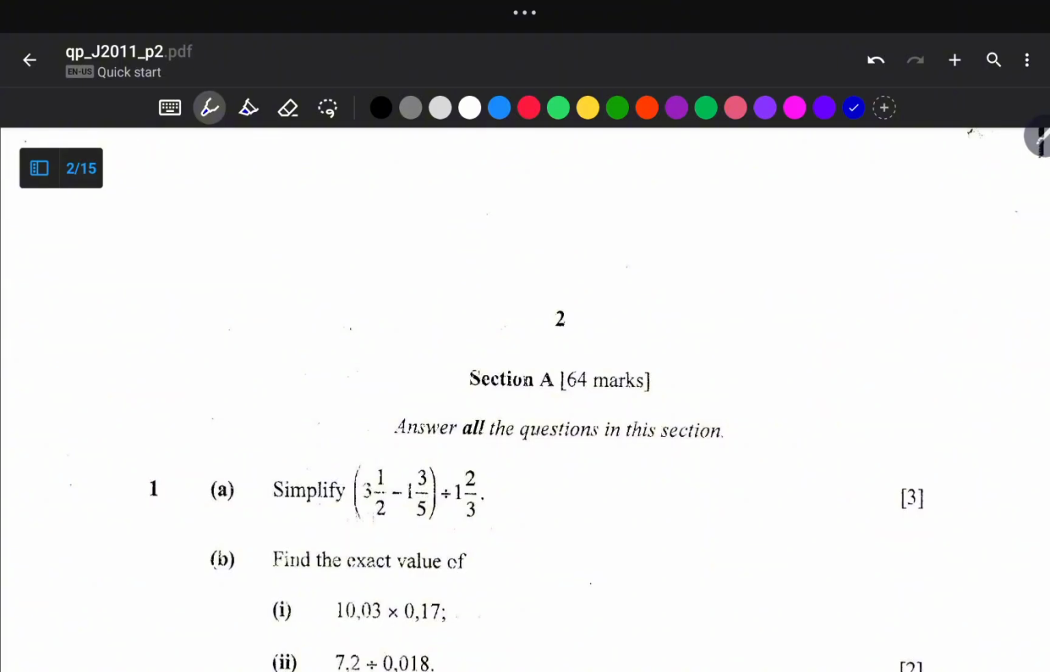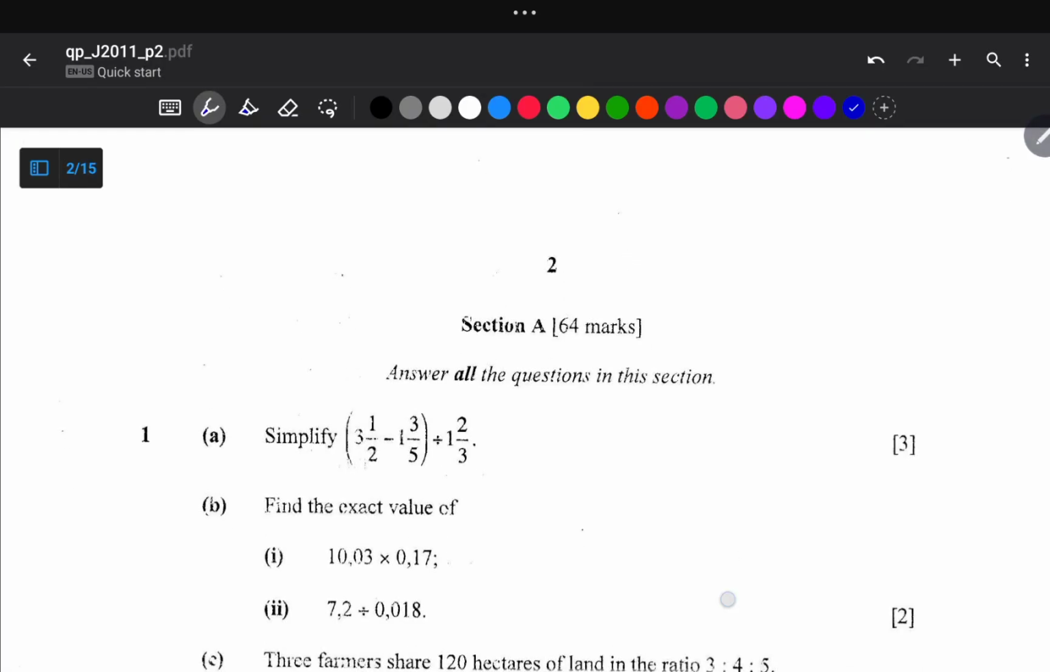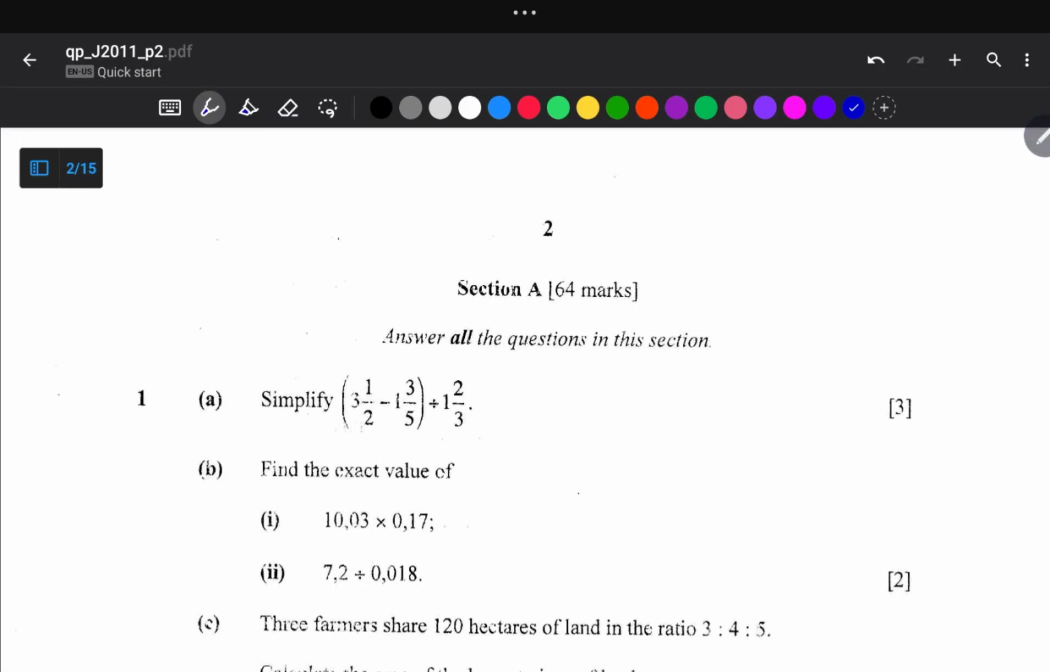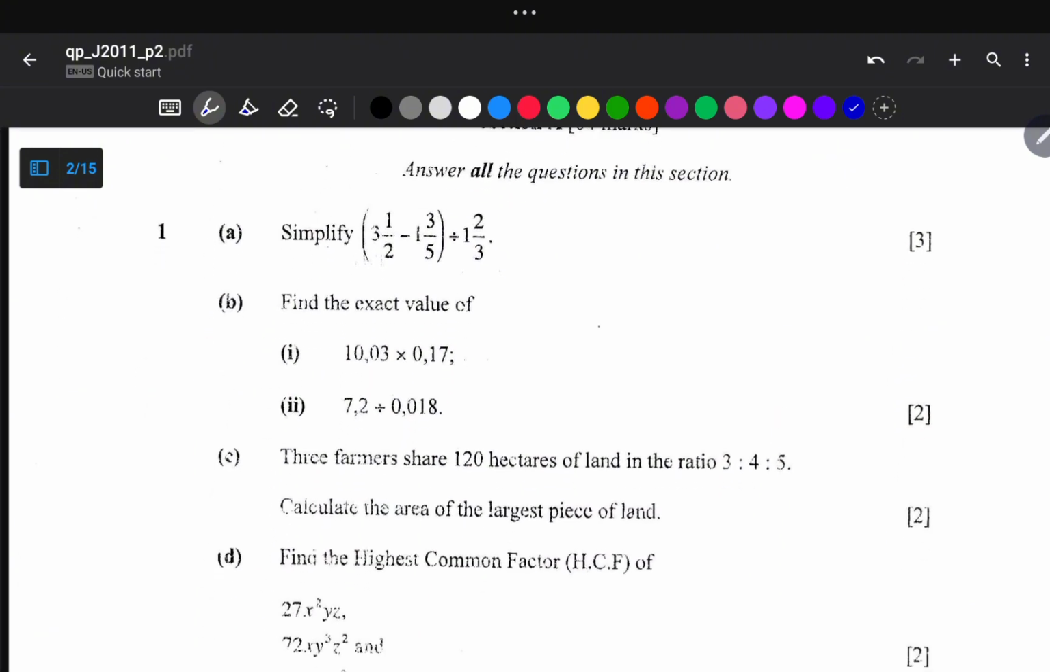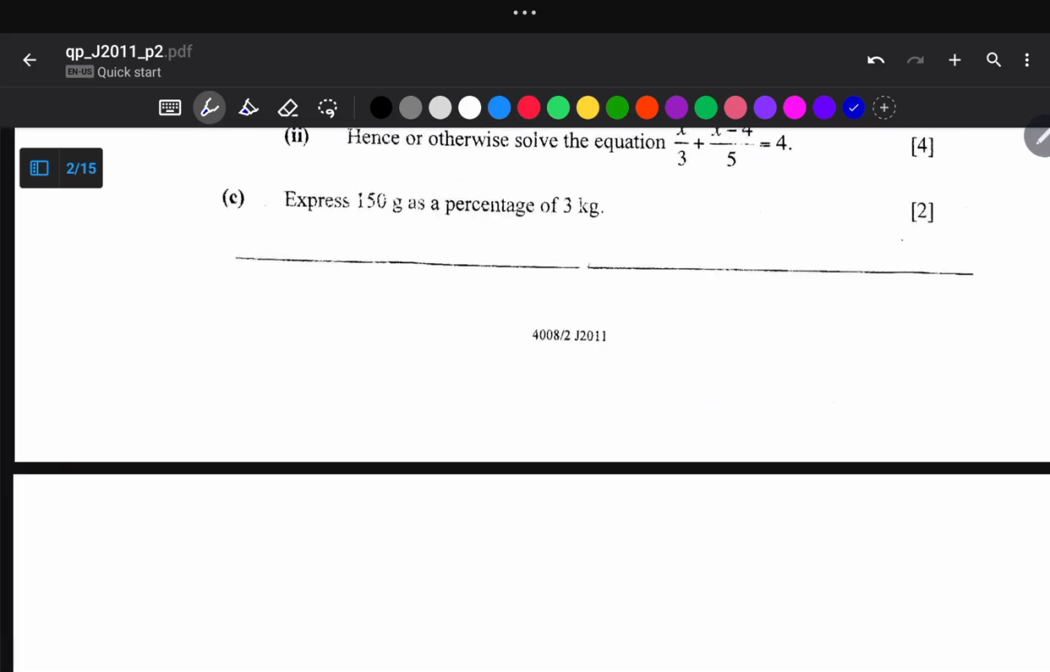So let us move on to the first section. Here it is section A for 64 marks. So we are answering all questions. So the first part of our question number 1 says simplify 3.5 minus 1 3 over 5 divided by 1 2 over 3. So we want to simplify this.